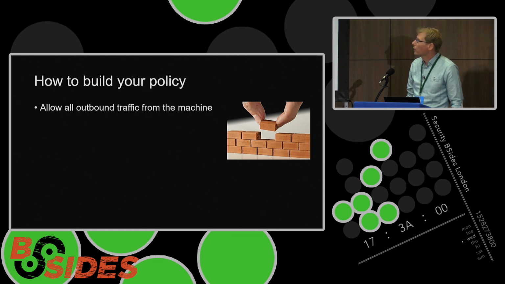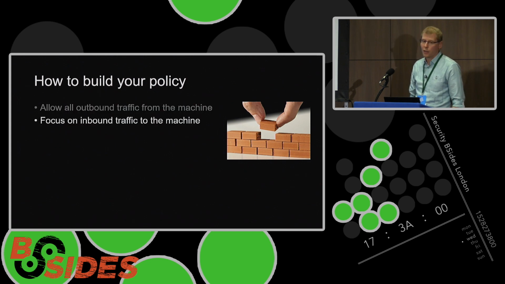Okay, so how did I build my policy? The first thing I looked at was how many applications we had across the estate, and it was thousands. So we pretty much gave up on filtering outbound connections from the machines very quickly. Then I focused on inbound traffic to the machines, so that all the machines defend themselves.